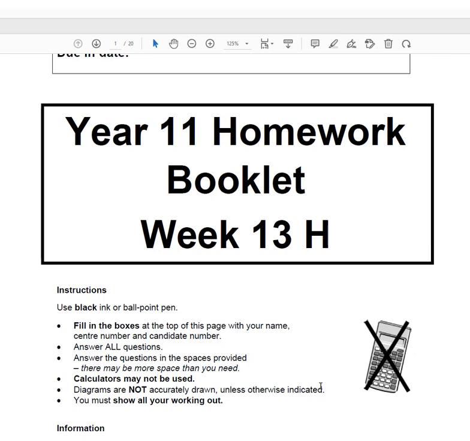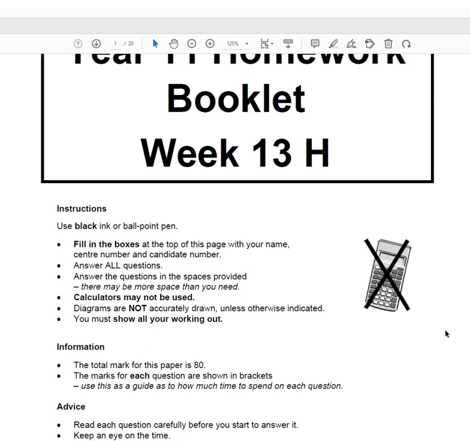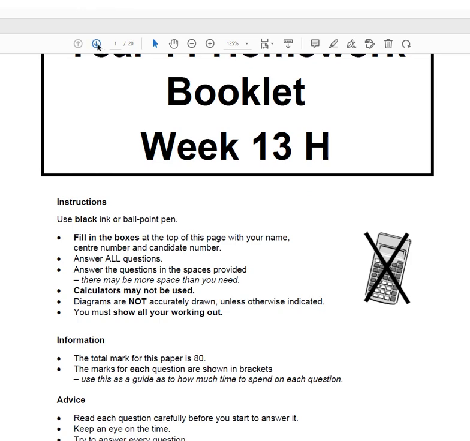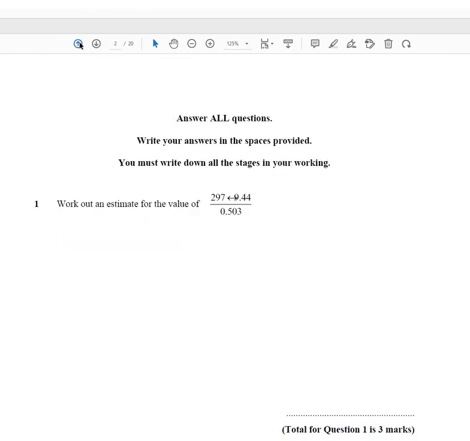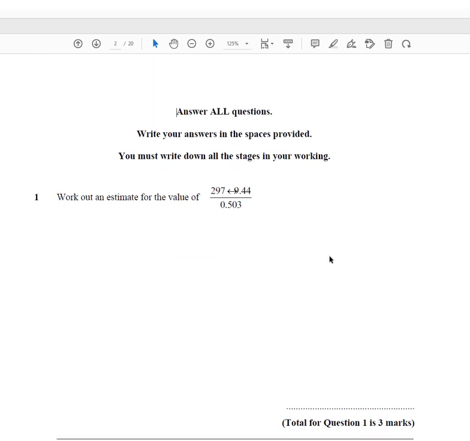Okay, let's move on. Question 1. Work out an estimate for the value of 297. Now, for some reason, I don't know why that arrow is there. It should be multiplying. So it's 297 multiplied by 9.44 and then divided by 0.503.